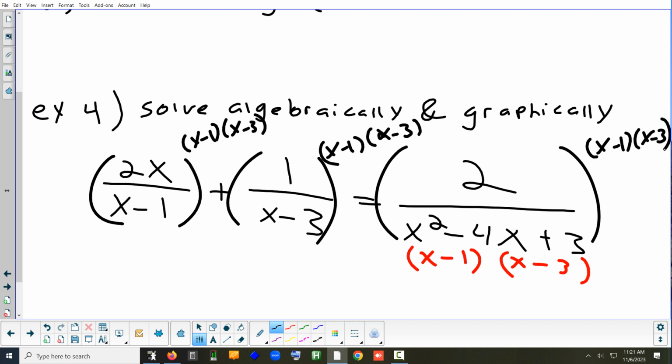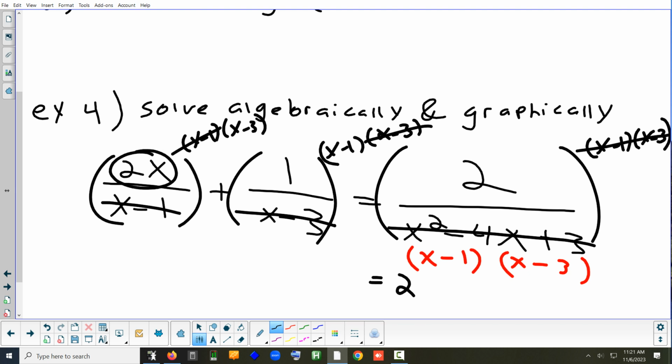Now don't FOIL out x minus 1, x minus 3, because something's going to cancel in each one. What cancels in the first one? X minus 1. That's gone. And the second one? X minus 3. And the third one? The entire denominator. The entire denominator cancels. So all you're left with is a 2 on the right.